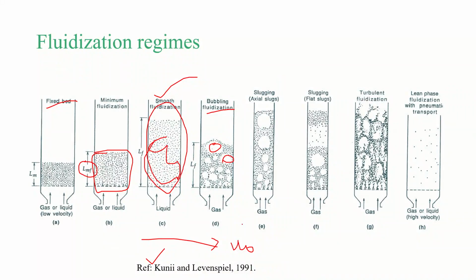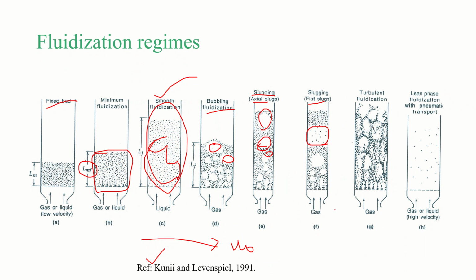With further increase in the velocity of the gas, the particles move, and the bubbles start to grow in size. They occupy almost the column diameter, as you can see. This is known as slugging or axial slugs. Whereas in flat slugs, we can see that the bubble starts expanding and occupies the entire diameter of the column. This is known as flat slugs.